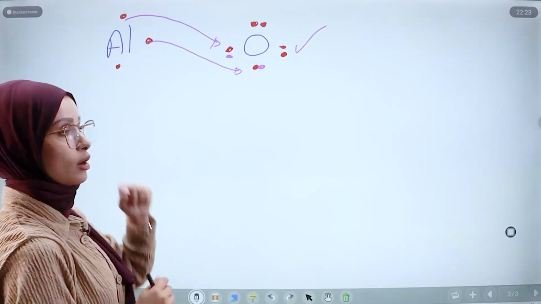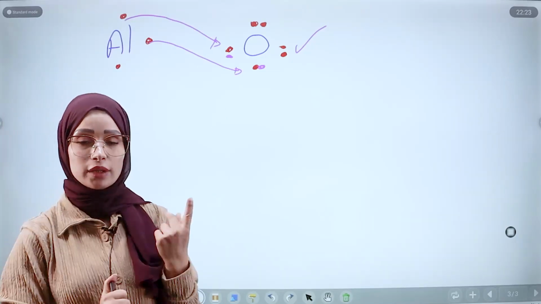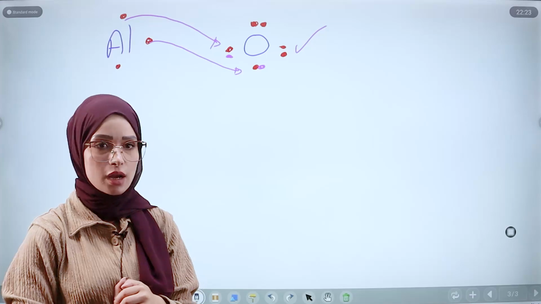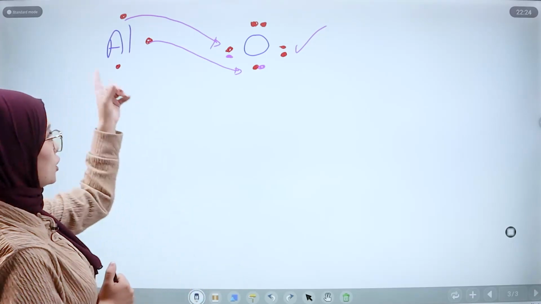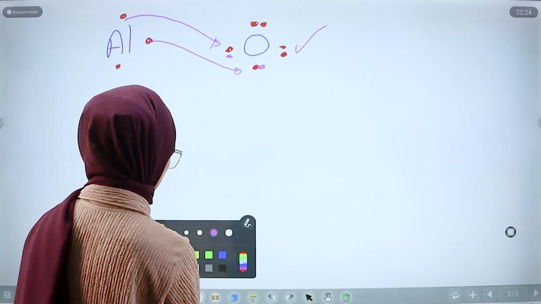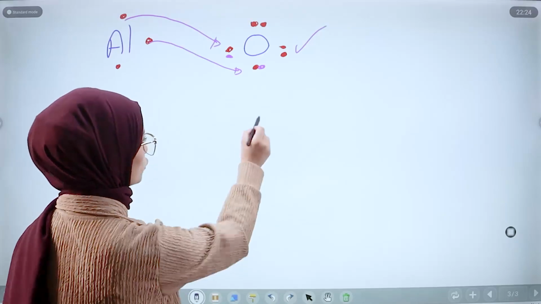But for this poor aluminum, it only has 1 electron left, which is unacceptable. So this aluminum will go and call another oxygen. Hey, please, another oxygen, can you come to help me?